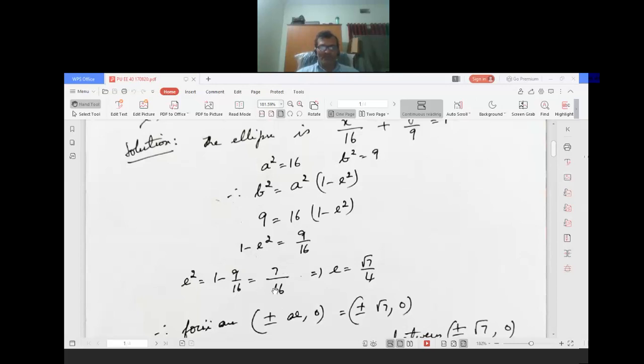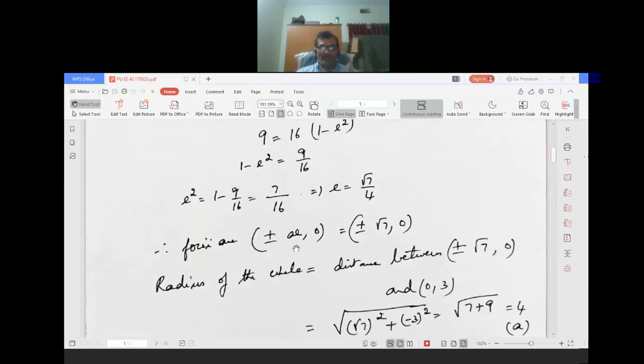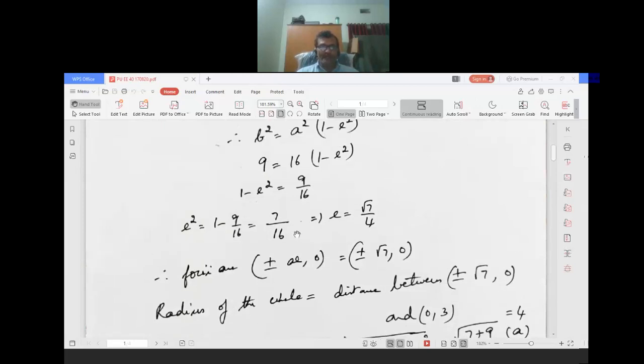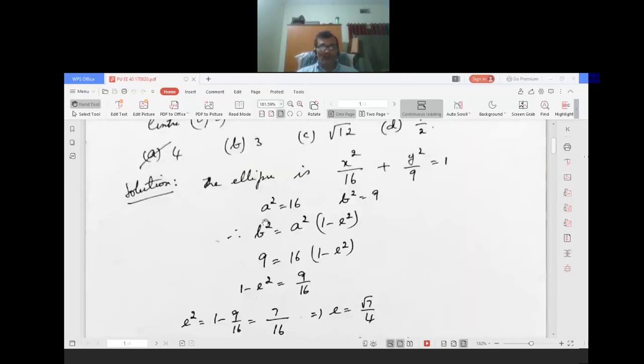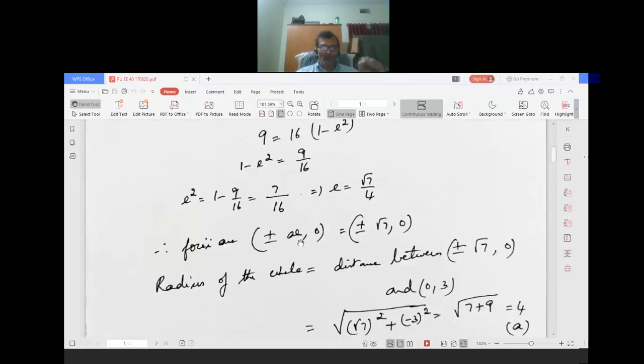So from here, this is the formula, b squared equals a squared into 1 minus e squared. We use it to find a, b and e. So e I got is root 7 by 4. For an ellipse, e is always less than 1. And the focus formula is plus or minus ae comma 0 when the center is at the origin. So a squared is 16, so a is 4, plus or minus 4 into root 7 by 4 comma 0. So 4 cancels, so plus or minus root 7 comma 0. Okay, this is the focus.